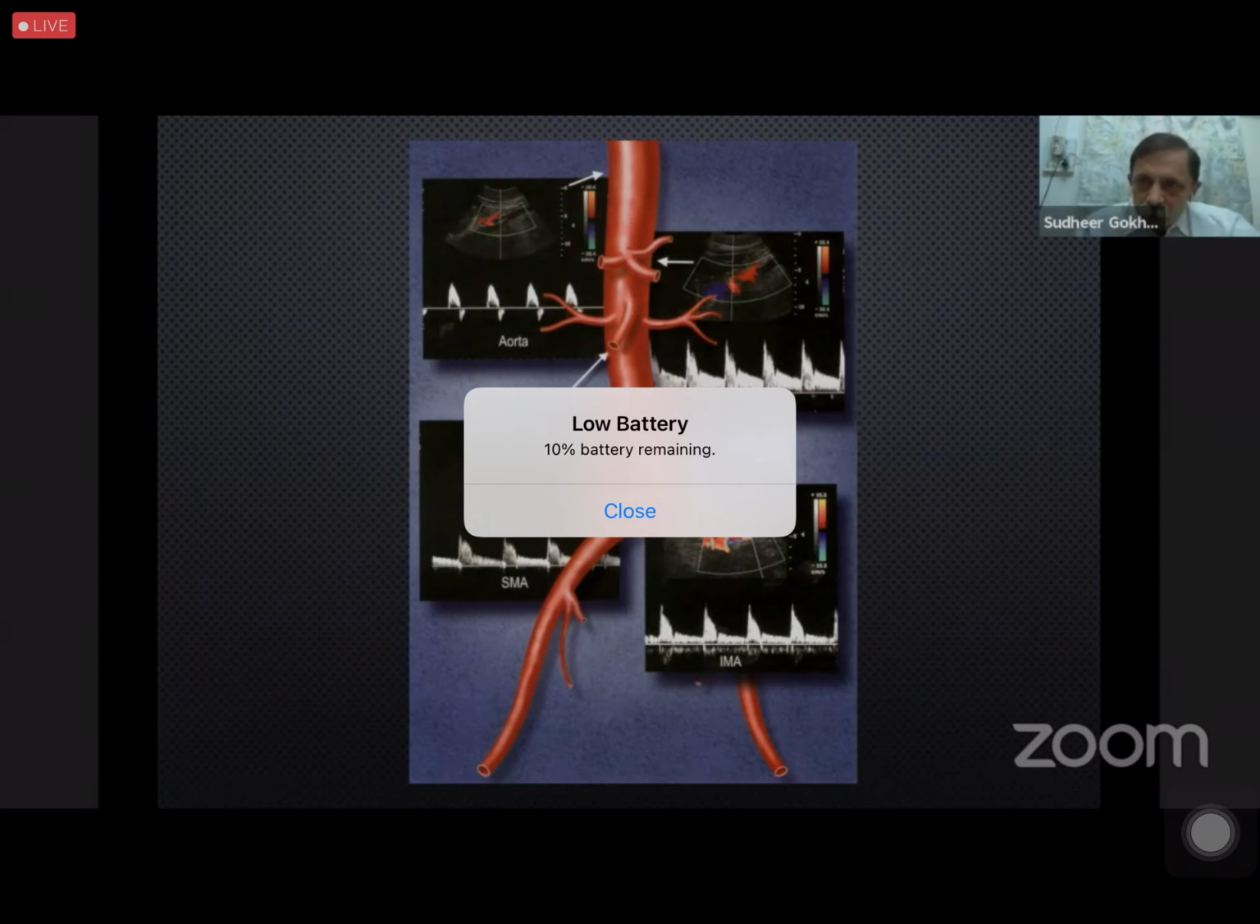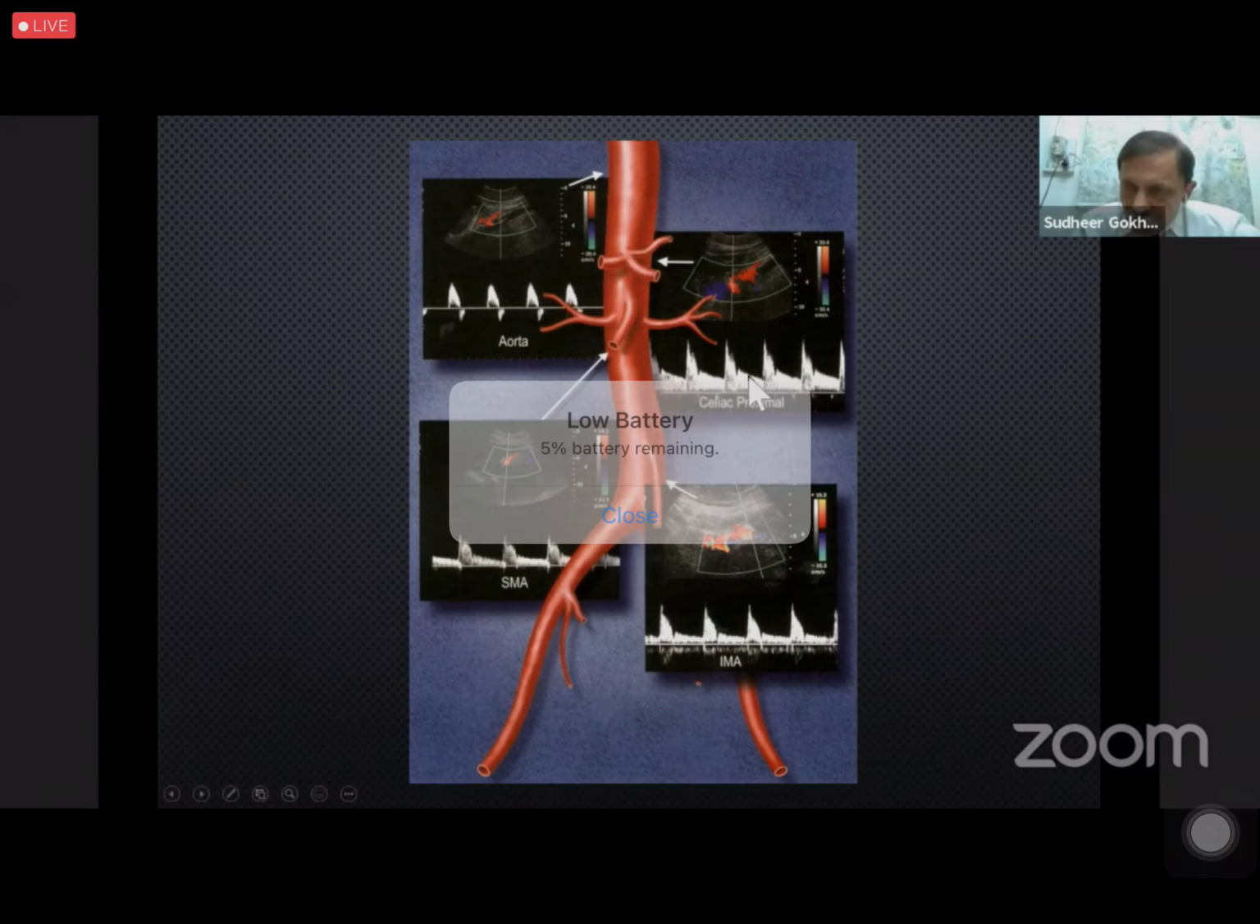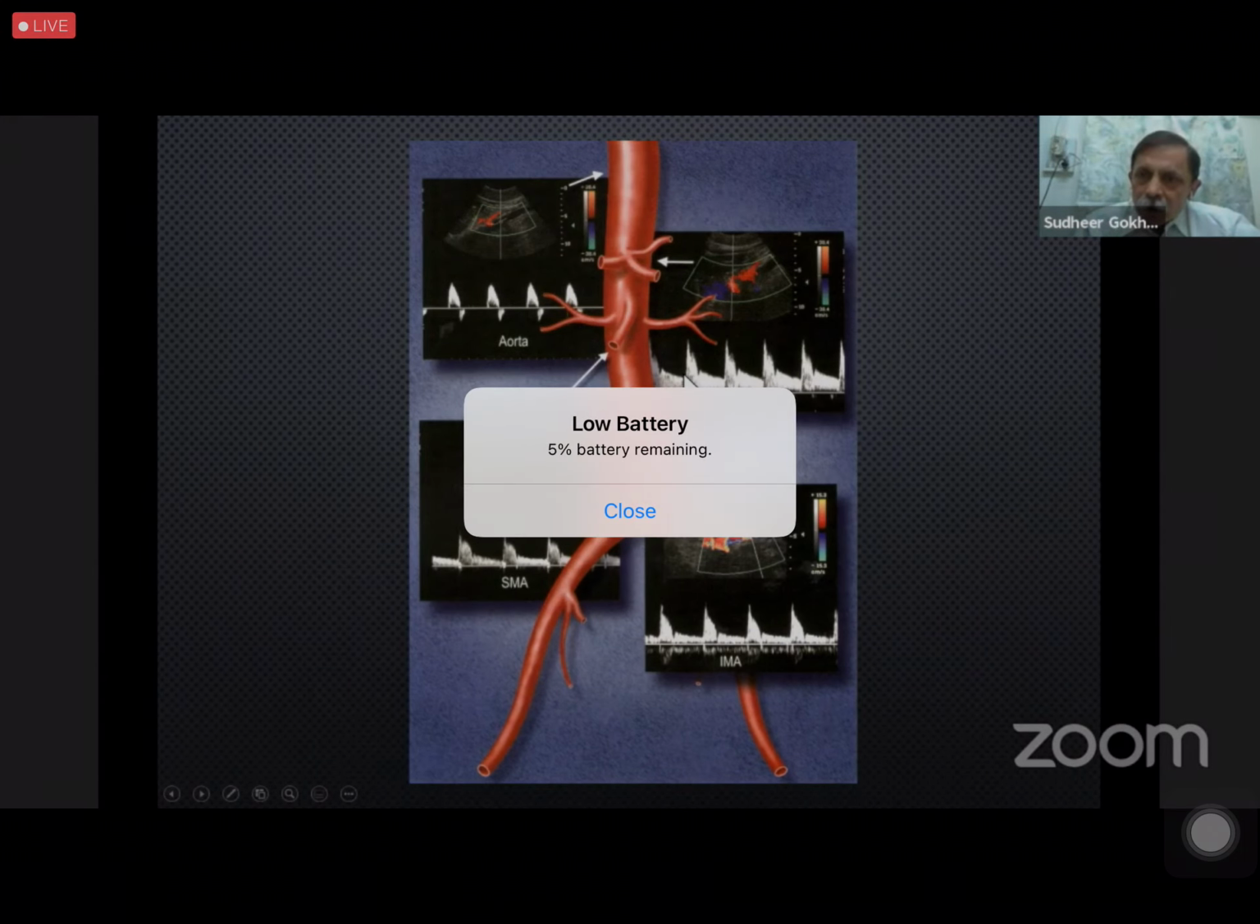Now, when we talk of Doppler, we realize that these vessels have a distinct flow waveform, which is different from the flow waveform of the aorta. And there is a reason behind it. The celiac trunk, because it supplies vital organs like the liver, shows a lot of diastolic flow. It has what we call a pan-diastolic forward flow because it supplies a vital organ which needs to be perfused throughout the cardiac cycle.